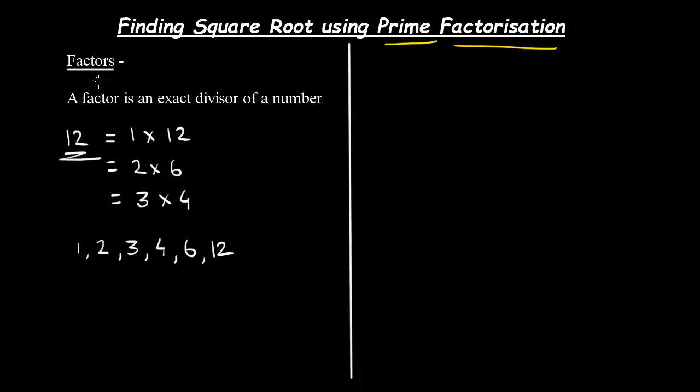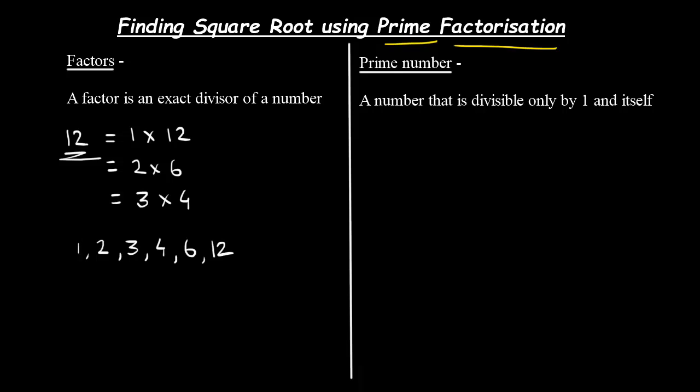Let's understand what prime numbers are. A prime number is a number that is divisible only by 1 and itself. Let's look at a few numbers and understand whether they are prime or not. First, let us look at 2. Now, how can you write 2 as a product of two positive integers? It can be written as 1 multiplied by 2. There is no other way in which you can express 2 as a product of two positive integers. So we can say that 2 is a prime number.